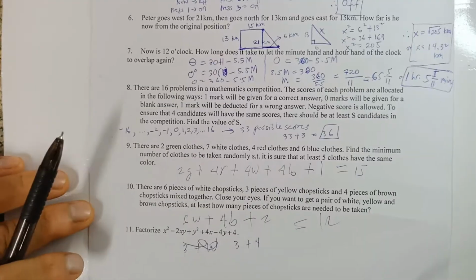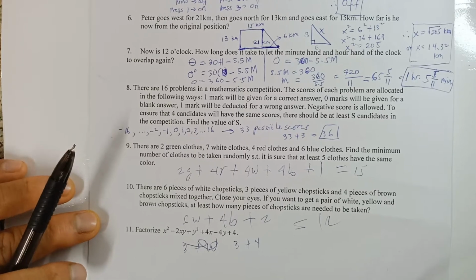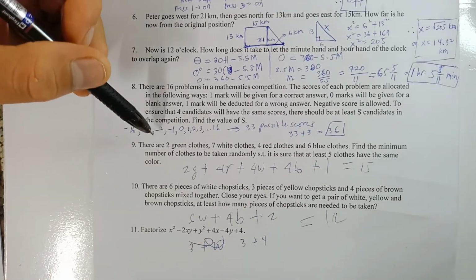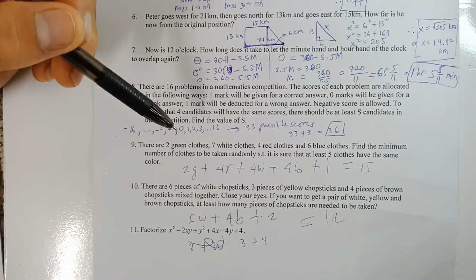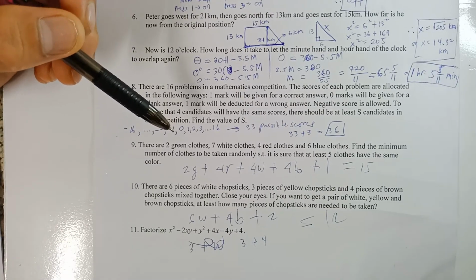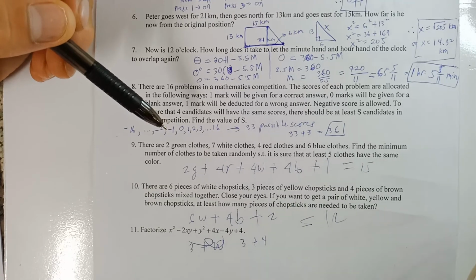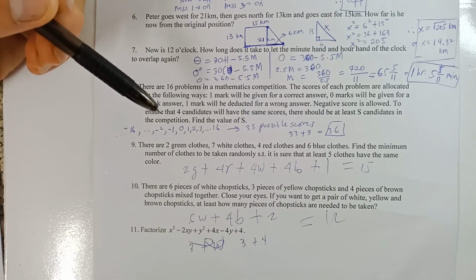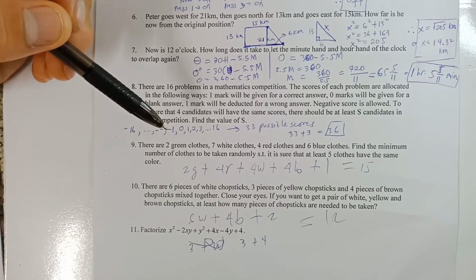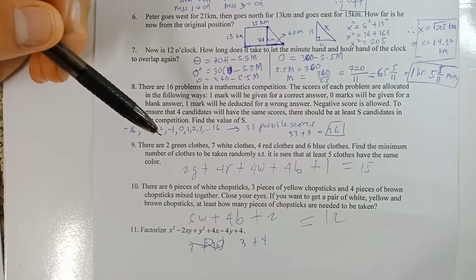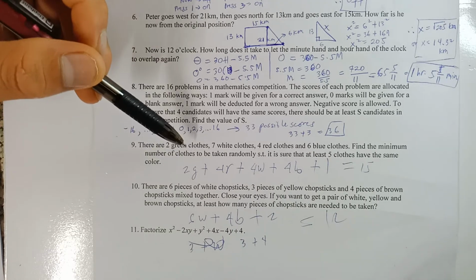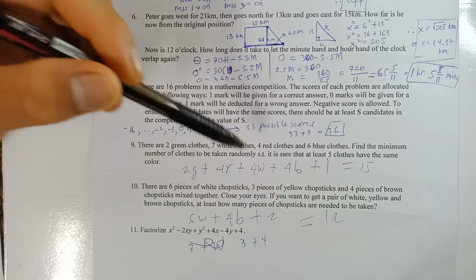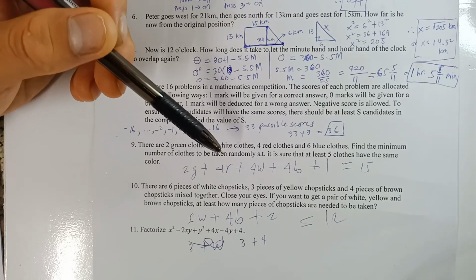For problem 9 and 10 and 11, I already have the answers or solutions here. Let's read number 9. There are 2 green clothes, 7 white clothes, 4 red clothes, and 6 blue clothes. Find the minimum number of clothes to be taken randomly such that it is sure that at least 5 clothes have the same color. So we have 2 greens, 4 white, 4 red, 4 blue.